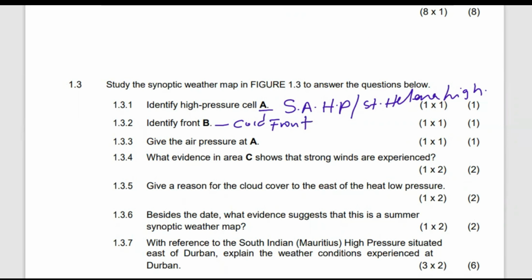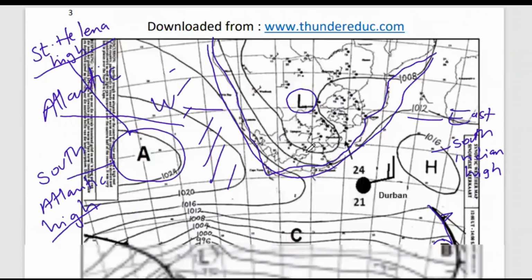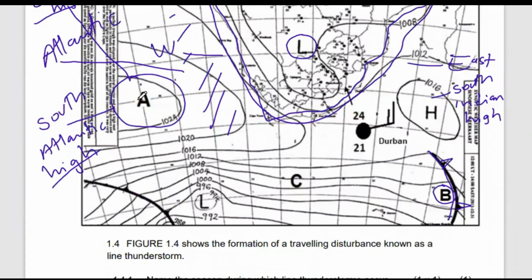1.3.3, they say give the air pressure at A. Let's check A once again. This is A here. We look at the isobars: 996, 1000, 1004. You can see the pressure interval is 4, because we add 4 each time: 1000, 1004, 1008, 1012, 1016, 1020, which gives us 1024. It means that pressure is increasing towards the center, which typically means that this is a high pressure cell.